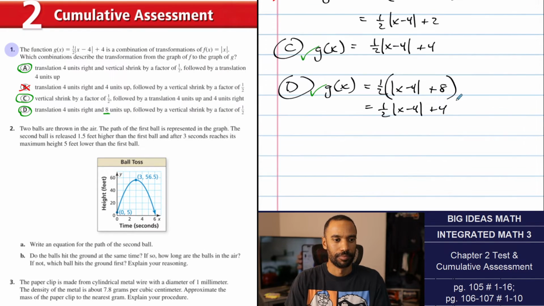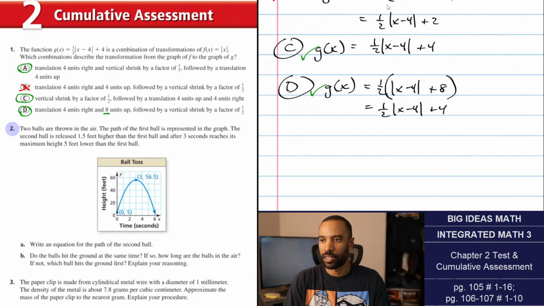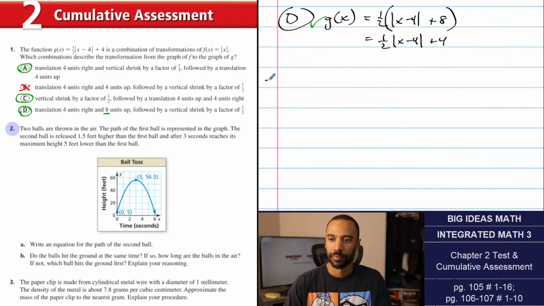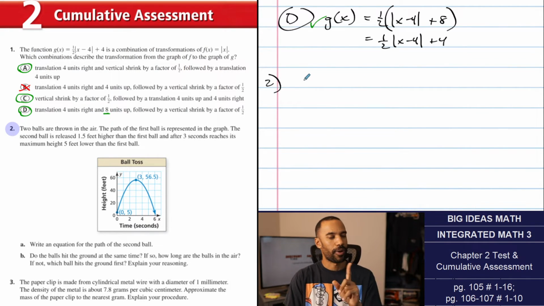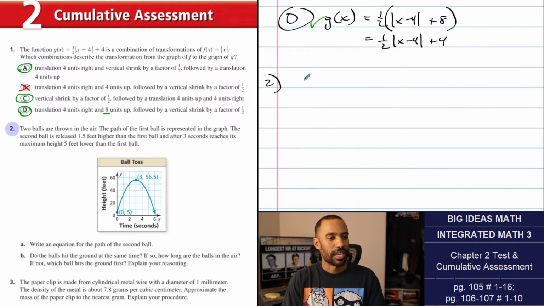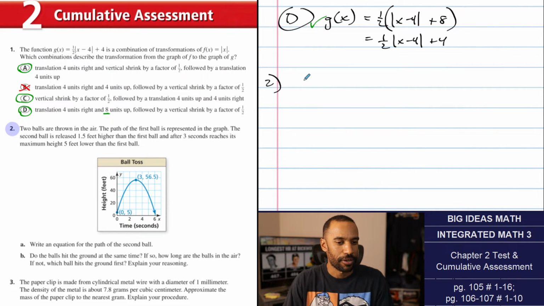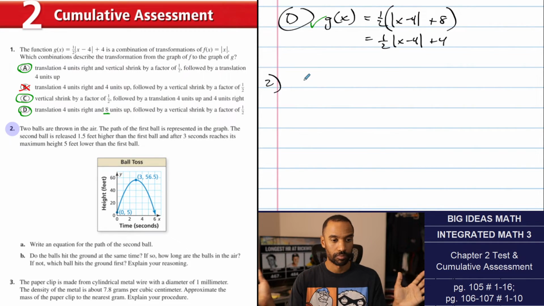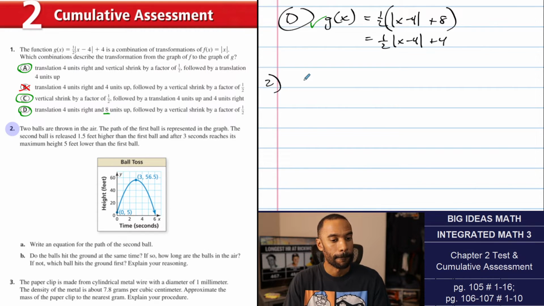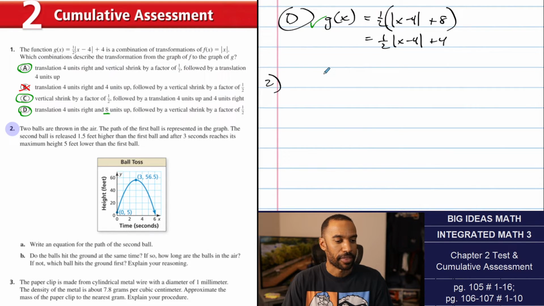All right, interesting. Number 2. 2 balls are thrown in the air. The path of the first ball is represented in the graph. Okay? I'm not going to write an equation unless they kind of need me to. The second ball is released 1.5 feet higher than the first ball, and after 3 seconds reaches its maximum height 5 feet lower than the first ball. Okay. Write an equation for the path of the second ball.